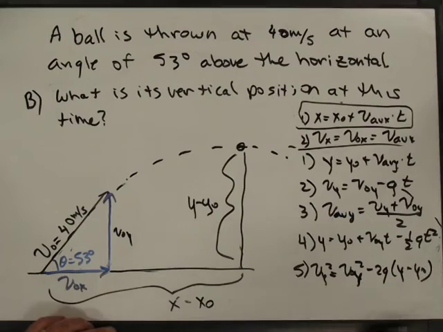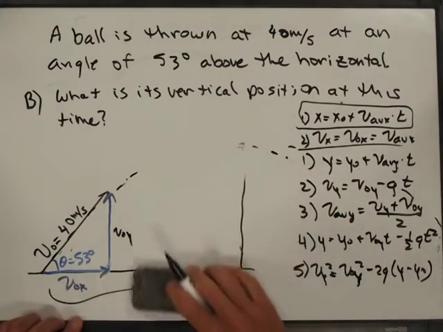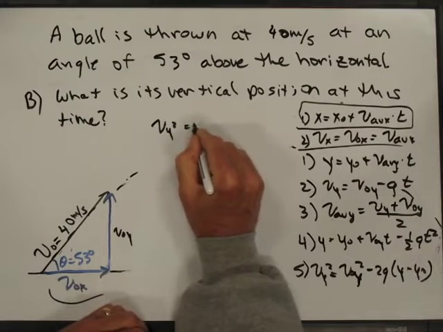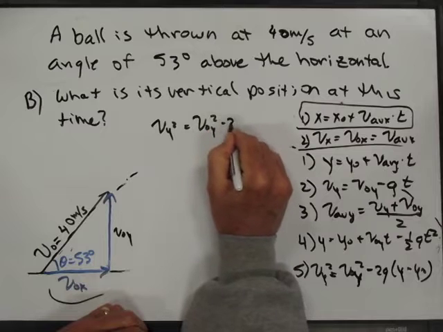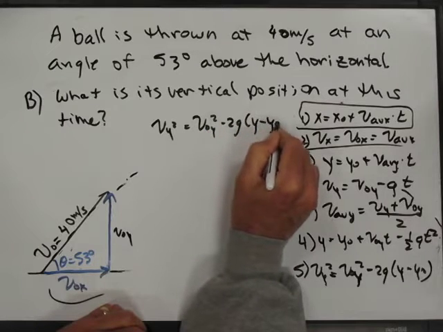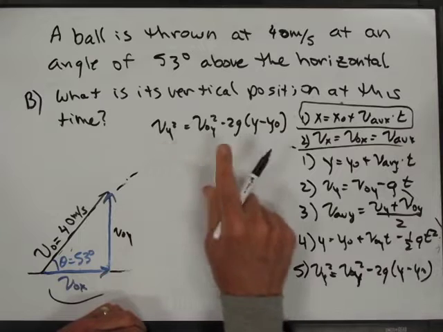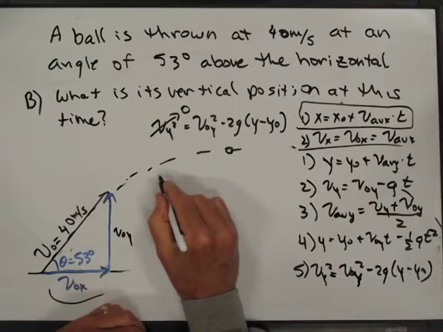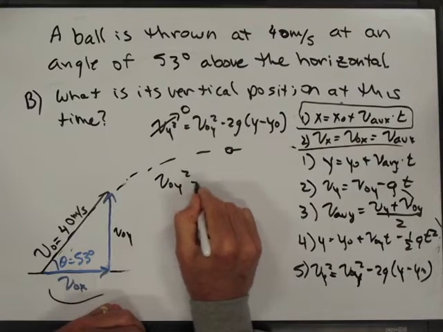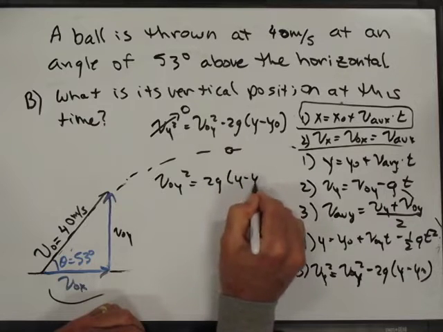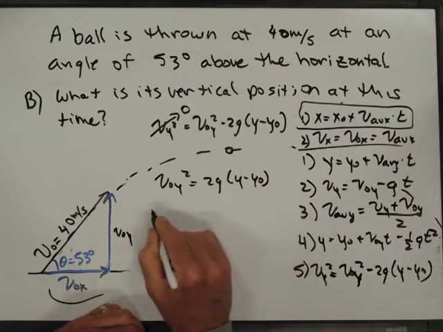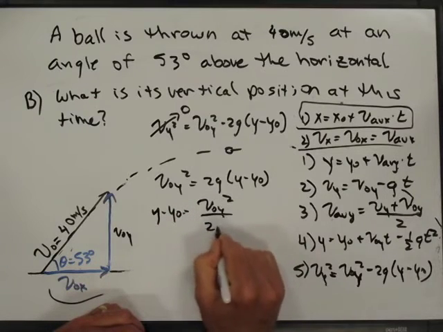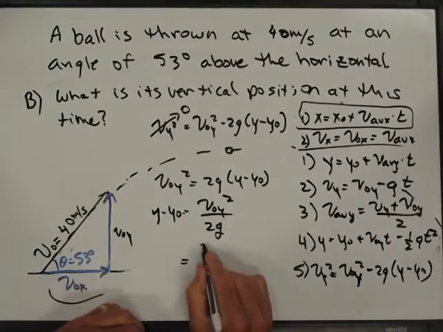I'm going to erase this for a second so I have a little room to work here. Vy squared is equal to V naught y squared minus 2g times y minus y naught. Vy is its velocity at the top position, and that's 0. And so this just says V naught y squared is equal to 2g times y minus y naught. This is the thing we're after, and so y minus y naught is equal to V naught y squared over 2g, right?